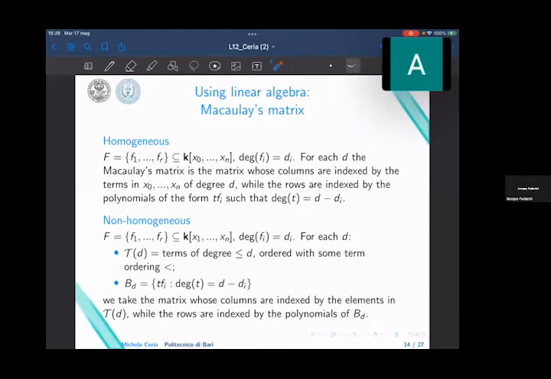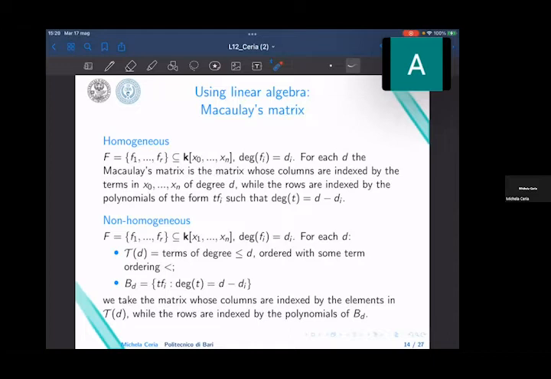Let's move now to linear algebra. Well, this Macaulay matrix was born in the context of homogeneous polynomials and used to study the structure of primary ideals. What is this Macaulay matrix? Well, I take a polynomial set of some degrees di, and for each degree d, you have a matrix whose columns are indexed by the terms of degree d, and the rows by the polynomials of the form t fi, with the degree of t that is d minus di. What are the entries? The coefficient of the monomial in the column in the polynomial in the row.